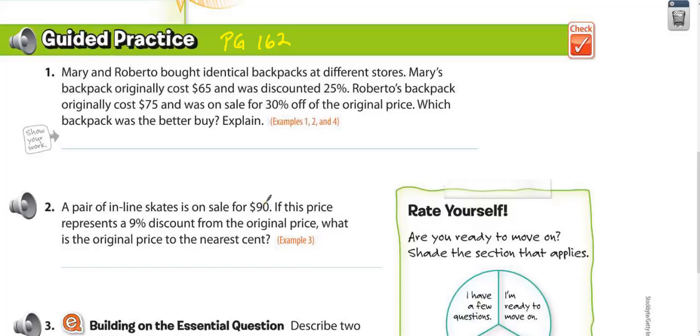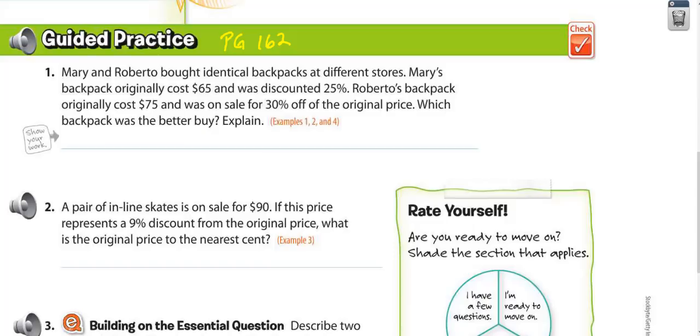A pair of skates is on sale for $90. If this price shows a 9% discount from the original price, what's the original price to the nearest cent? Go ahead, once again, pause, work on those 2 problems, go back into the book if you need to, look at some examples, and when you're all done, turn the video back on and we'll discuss the answers.